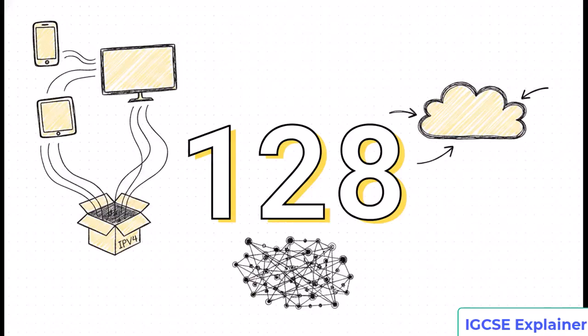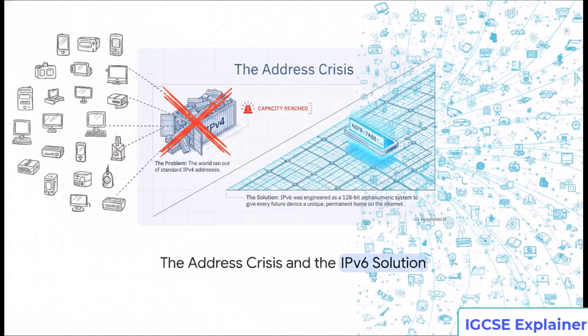We desperately needed a fix, which brings us to a massive, game-changing number, 128. Because of that address crisis, engineers created IPv6. It's a 128-bit alphanumeric system, and the scale of it is just mind-boggling. To put it in perspective, it provides enough unique addresses for every single future device on the planet. Everything gets a permanent home on the internet, and we will never run out again.